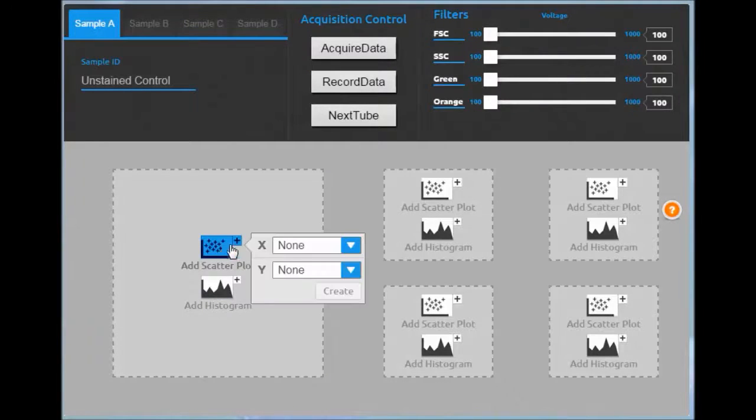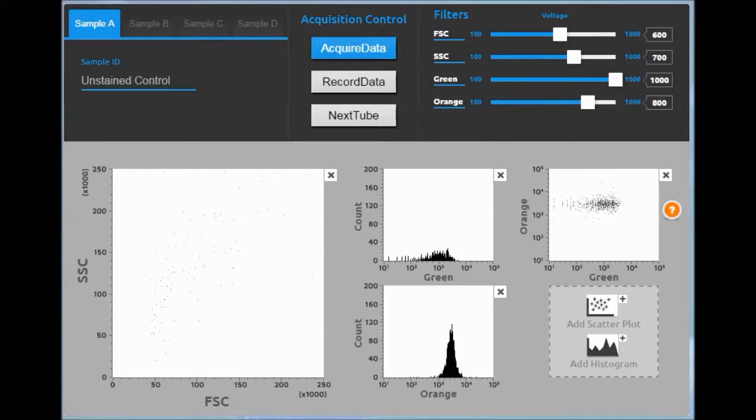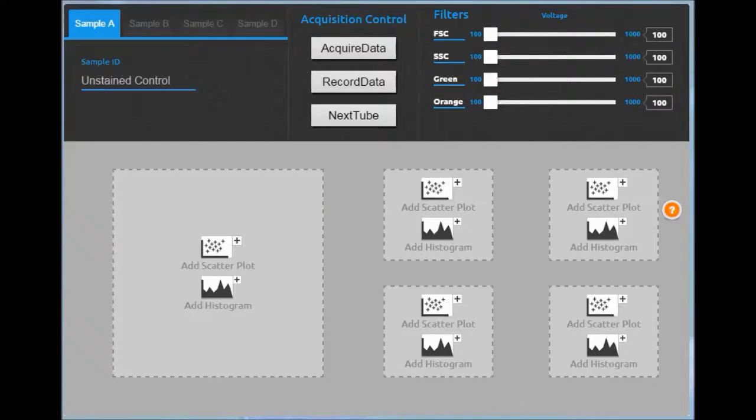Our first step is to run the whole blood and determine the voltages of the forward scatter and the side scatter, so all particles are visible on the screen. If our voltages are too high, the particles will be off the scale. If our voltages are too low, our particles will cluster in the lower corner of the scatter plot, and it will be impossible to determine the different populations. So our first measurement is forward scatter, FSC, and side scatter, SSC.